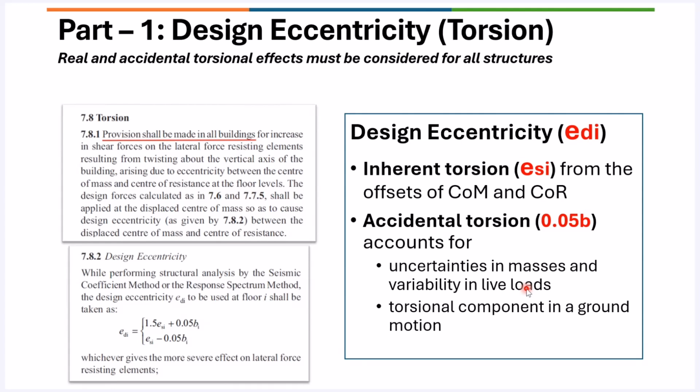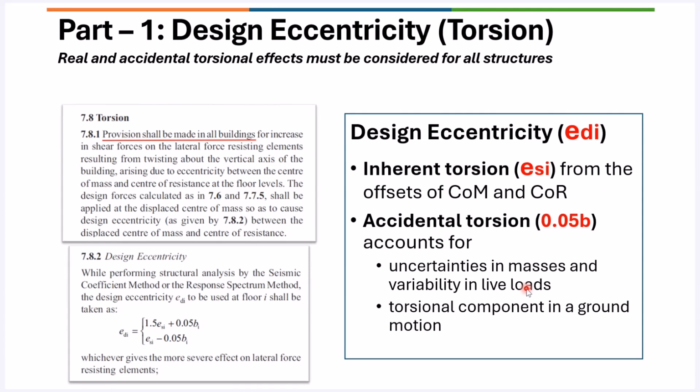Now, if you look at the code, we have the provision applicable for all buildings. That means you cannot avoid this. So it is a mandatory design consideration you'll have to do. And then we have the formula given in the code. And what is the design eccentricity considered in the analysis?